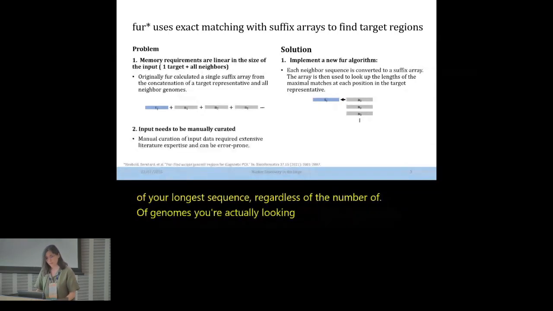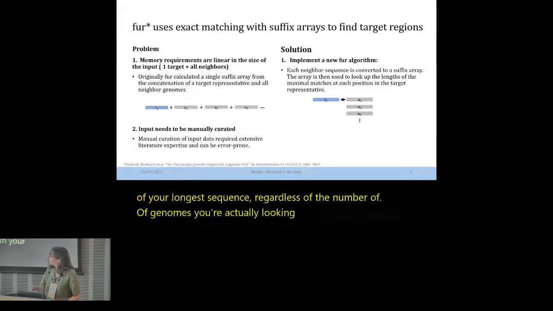Another problem, which is a bit more problematic, and we've been hearing about it over these past two days, is that users needed to manually define what is a target and what is a neighbor, and it's crucial that this is very well defined, otherwise you may run into further errors downstream in your analysis.